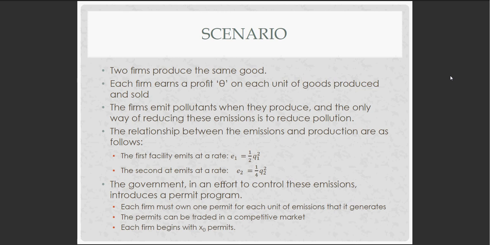The relationship between emissions, represented here by E, and production of units, Q, is shown on this slide. The first facility emits at a rate equal to 1/2 of the square of units produced. The second is more modern and will emit half of the emissions for an equal quantity produced.